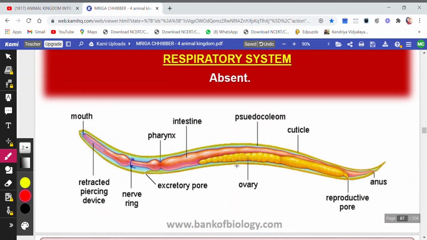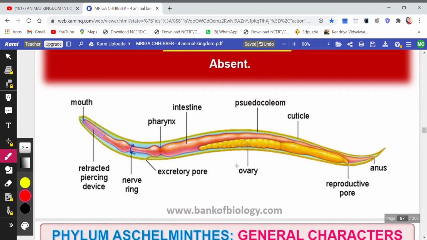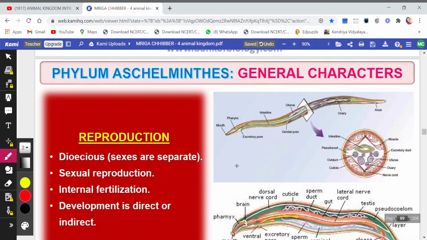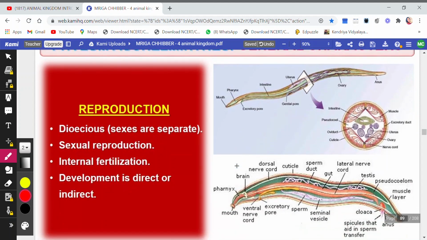Again, the respiratory system is absent here, and the circulatory system is also absent here. So the digestive system is a little bit developed in this case.